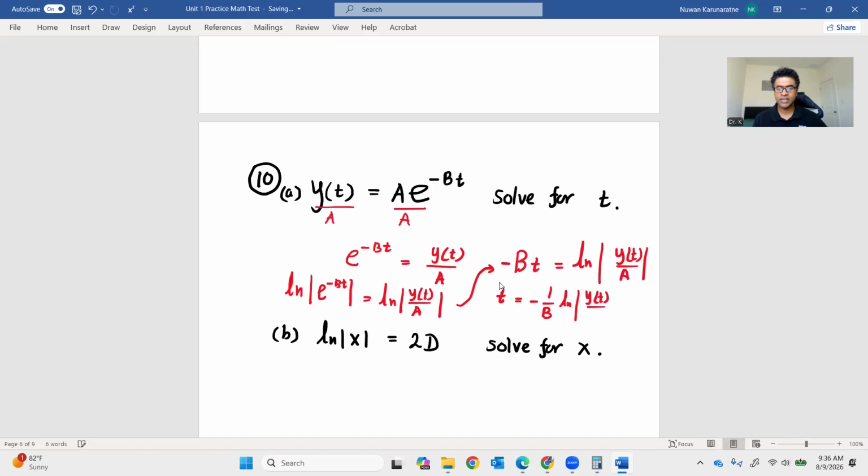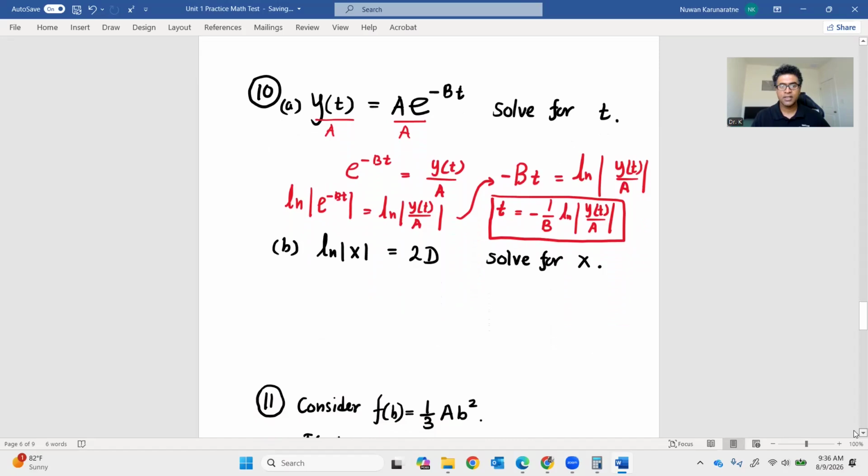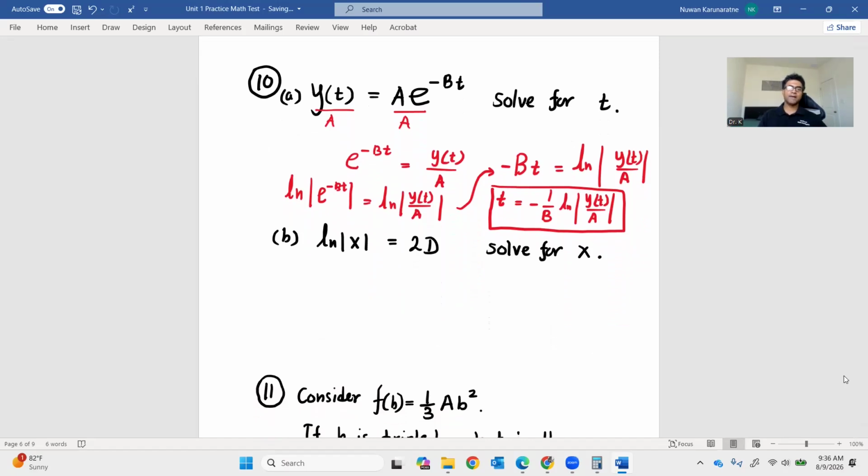And then I'm going to solve for t, that's the objective: t equals minus 1 over b ln y(t) divided by a. If you like, you can put the negative sign inside that logarithm, and then the numerator and the denominator will flip, but I'll keep it like this. But remember that negative sign can be put inside the logarithm, and then the numerator and the denominator will flip. I'm not going to do that, but you can do it if you want.